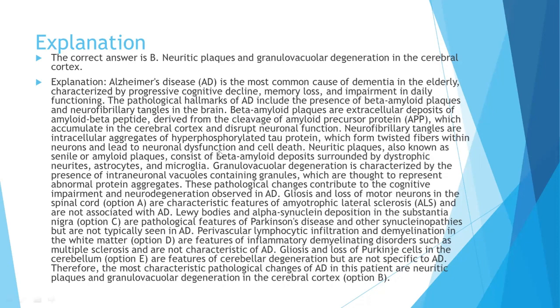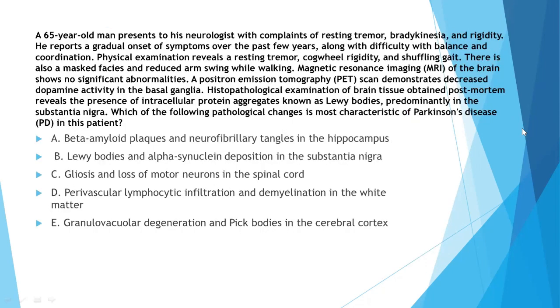Now, neuritic plaques, also known as senile or amyloid plaques, consist of beta-amyloid deposits surrounded by dystrophic neurites, astrocytes, and microglia. And granulovacuolar degeneration is characterized by the presence of intraneuronal vacuoles containing granules, which are thought to represent abnormal protein aggregates. Now, the last question before we finish this. Which of the following pathological changes is most characteristic of Parkinson's disease in this patient?